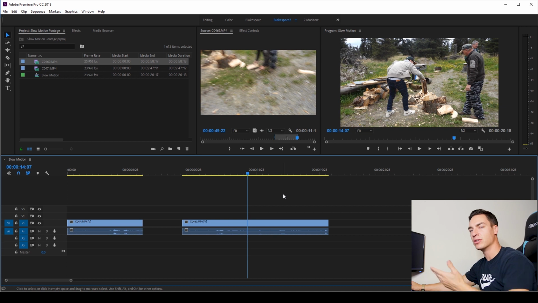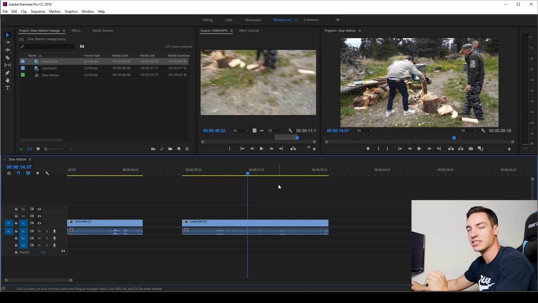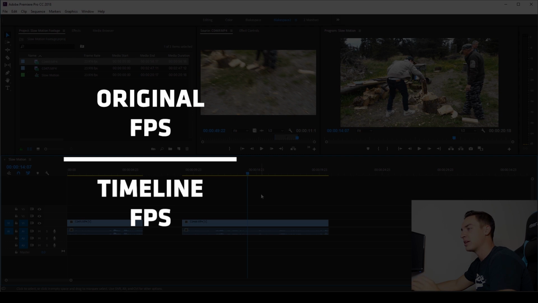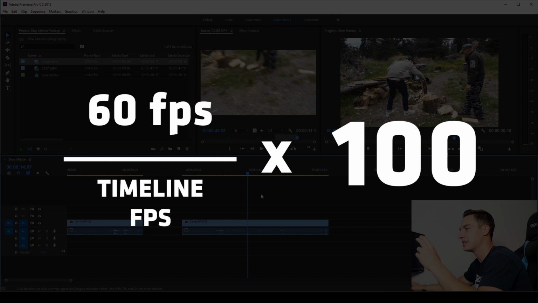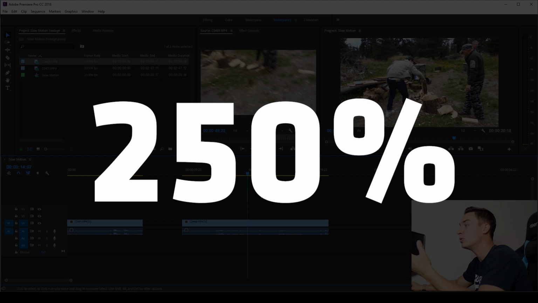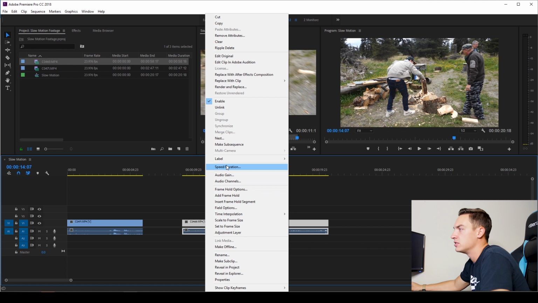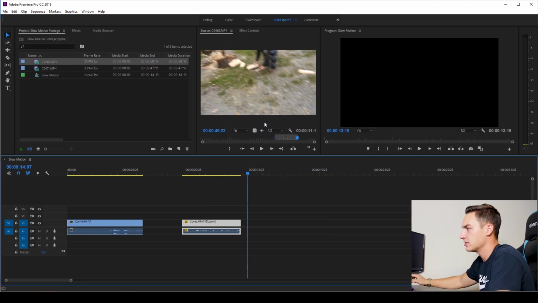How much do you speed it up though? I came up with a quick, easy equation, which I'm sure many have come up with before. When you do this modify interpret process, here's the equation to get your footage back to the speed that you shot it at. You take the frame rate that you shot it at, divide it by the frame rate that your timeline is, and multiply it by 100. So in this case, it's 60 frames a second divided by 24, which is 2.5. Multiply that by 100, 250%. So if we click on this file, we do the speed, we go 250, hit enter.